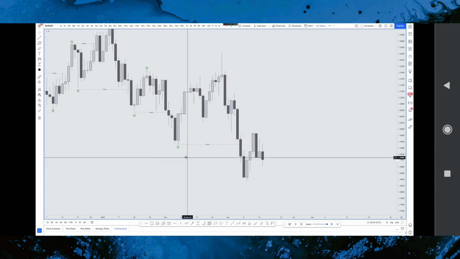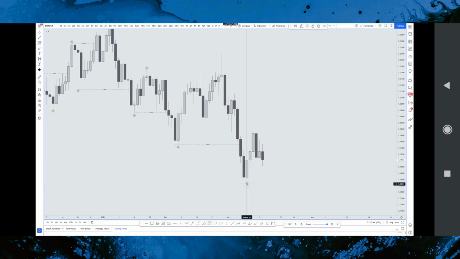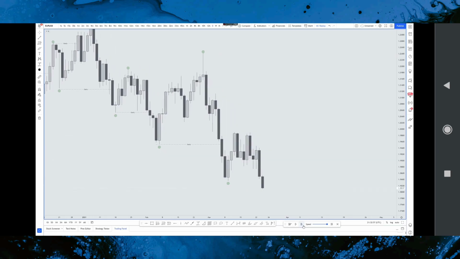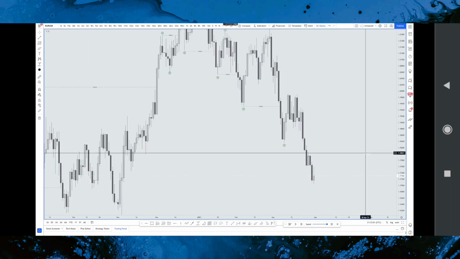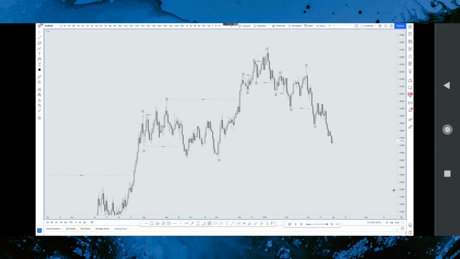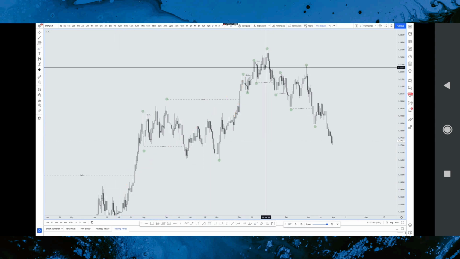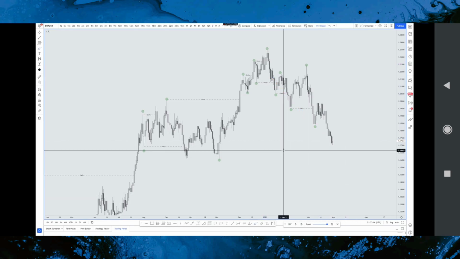And we have our pullback. So this now becomes structure. This now becomes the high that took out the low. So as of right now, you can see that we are on an impulse down. We had an impulse up here, and current order flow is bearish as we are continuously making new lows.